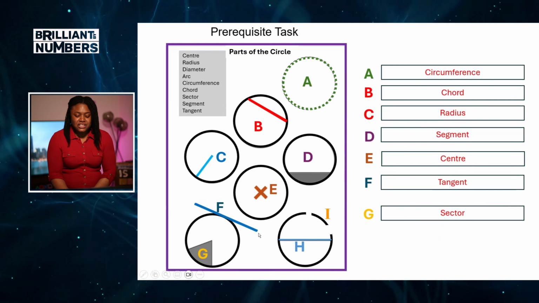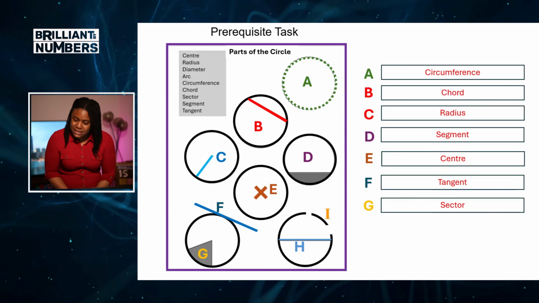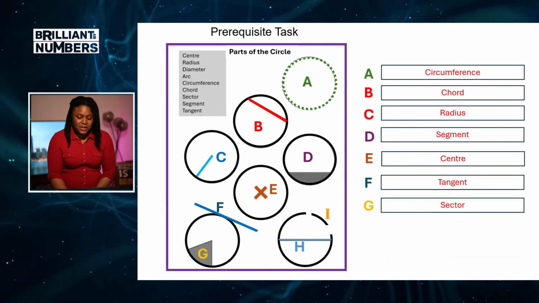So then, F is our tangent, which is this line touching the circumference of your circle. And G, as I said, is your sector, the slice of pizza. Then I've got H, which is our diameter. Now the prefix di indicates 2. So it means 2 measured.